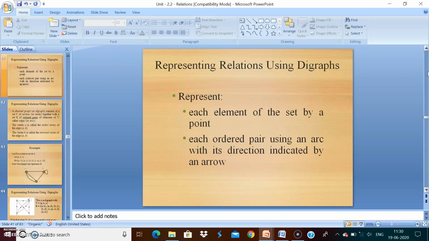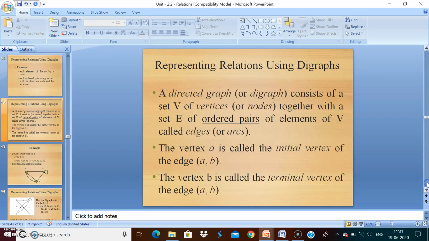One more important topic here: digraphs. A diagram means that each element of the set is represented by a point, and that is called the diagram of the above relation.